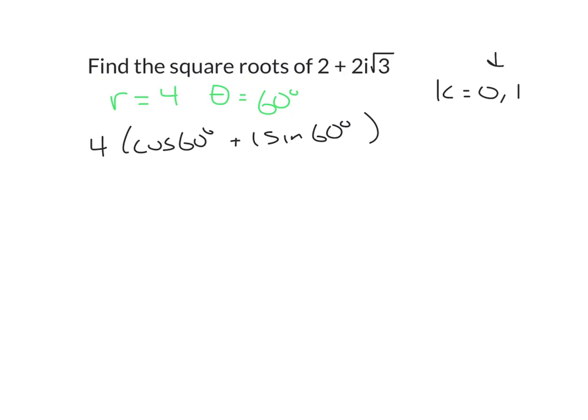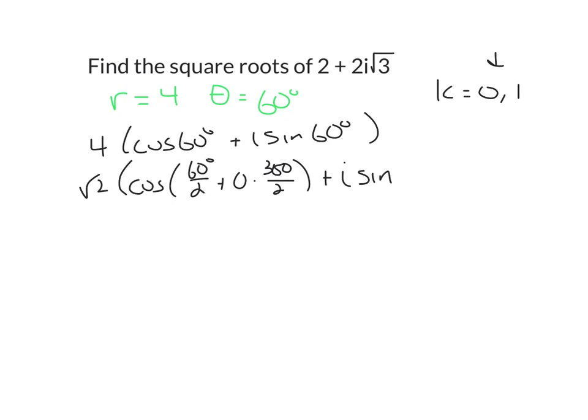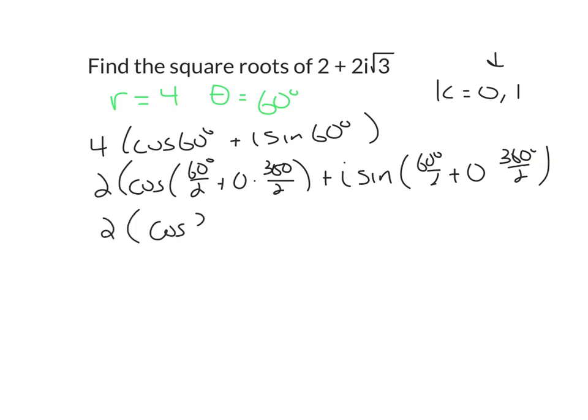So here we go. I'm going to take the square root of the number in the front. Inside, I'm going cosine of 60 degrees divided by 2 plus 0 times 360 over 2. Do the same thing with the sine: i sine 60 over 2 plus 0 times 360 over 2. That should not be a square root of 2, it should just be a 2 outside. Sorry about that. So that basically gives me 2 times cosine 30 plus i sine 30.